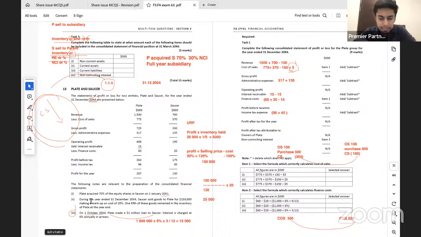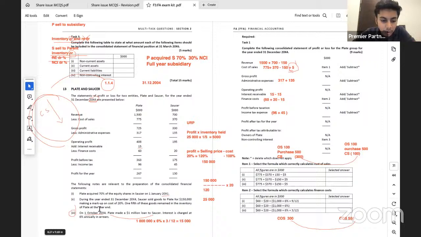Right. So, guys, once again, I think there are students who had difficulty with the third adjustment. Now, third adjustment, what happened was this. Parent gave a loan to Saucer. So they want us to calculate the interest. So what I did was, I took the 1 million loan. They are charging 6% interest. So I put 6%, but this is the catch.